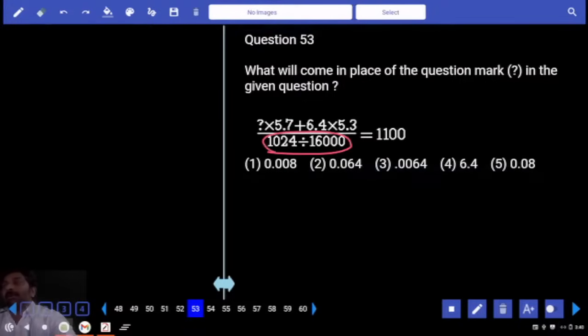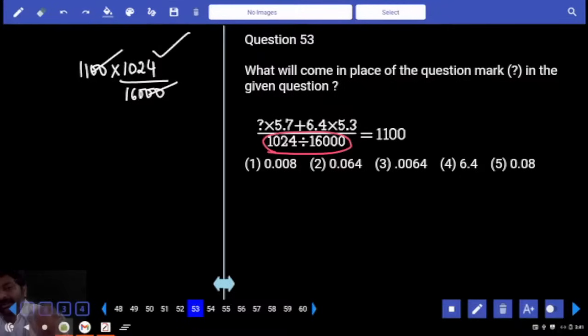Take this fellow to right hand side. 1100 into 1024 divided by 1600. Correct? 2 zeros. 2 zeros. Eliminated. 1 extra 0 is there in denominator. Forget about that 0 in denominator for some time. Denominator 16. Numerator 1024. 2 power.